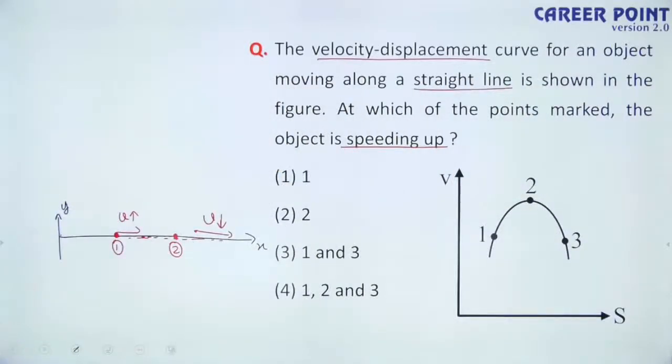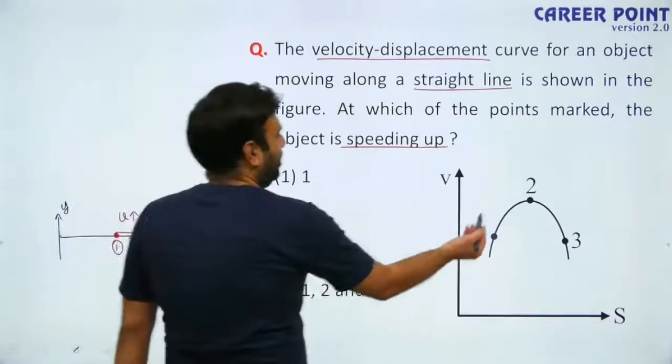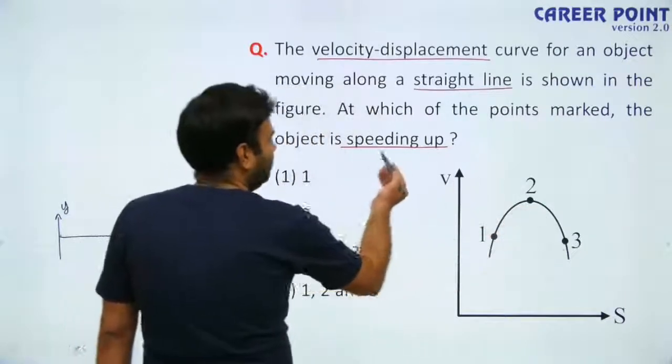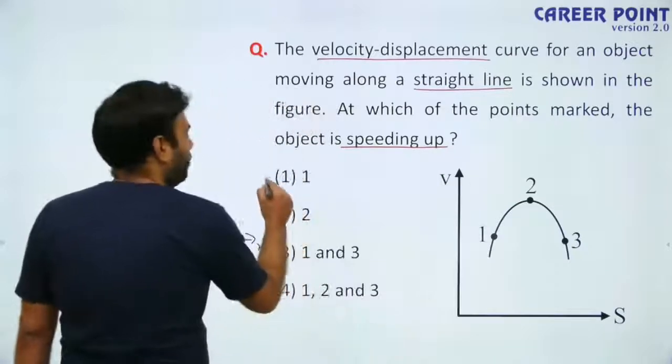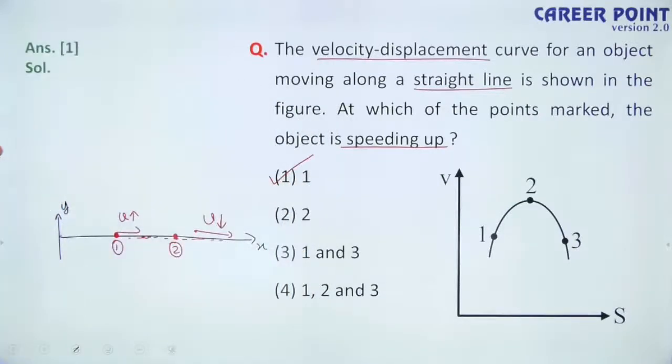So it is very simple. The point at which the particle is speeding up is point 1. So the answer is option 1.